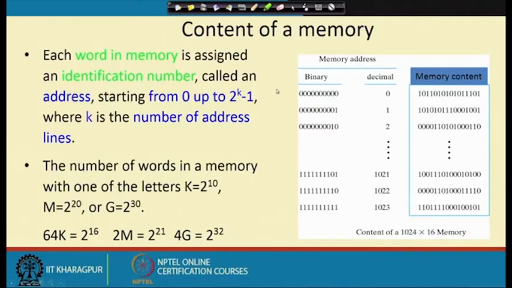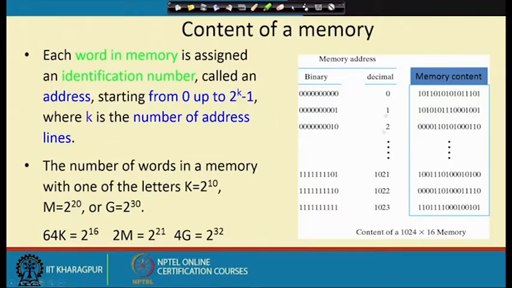Each word in memory is assigned an identification number called an address. These are the addresses of each location. This is address 0, this is address 1, this is address 2, like that, up to address 1023. In this particular case we have 1024 locations, 1 kilo memory locations, 1 kilo memory addresses. So k equals 10 in this case, and the addresses will go from 0 to 2 to the power k minus 1.